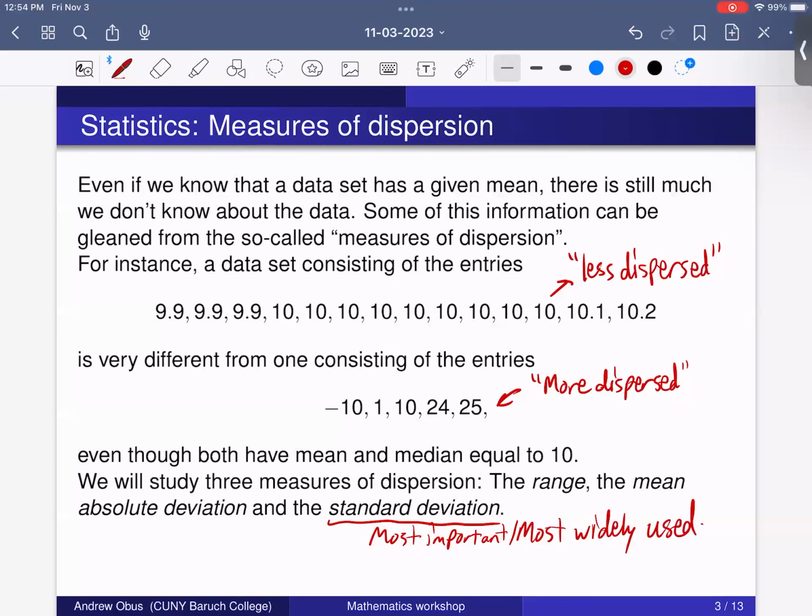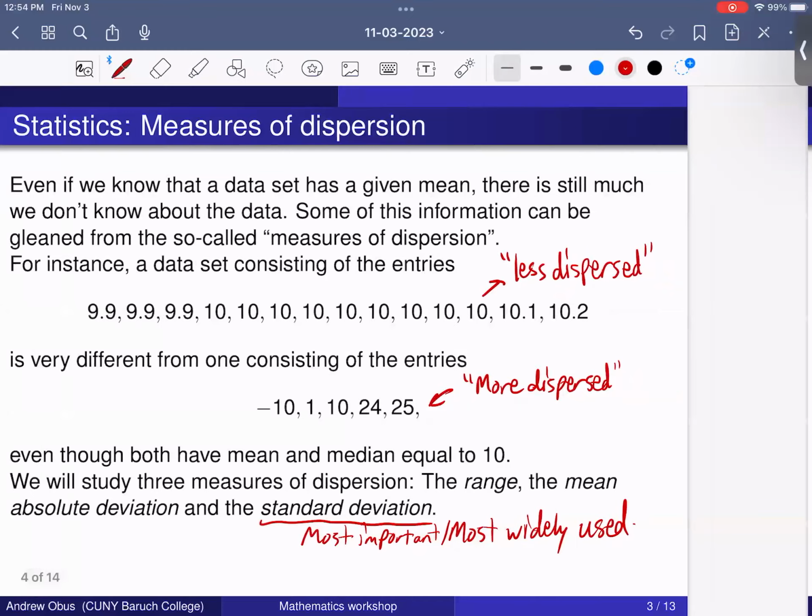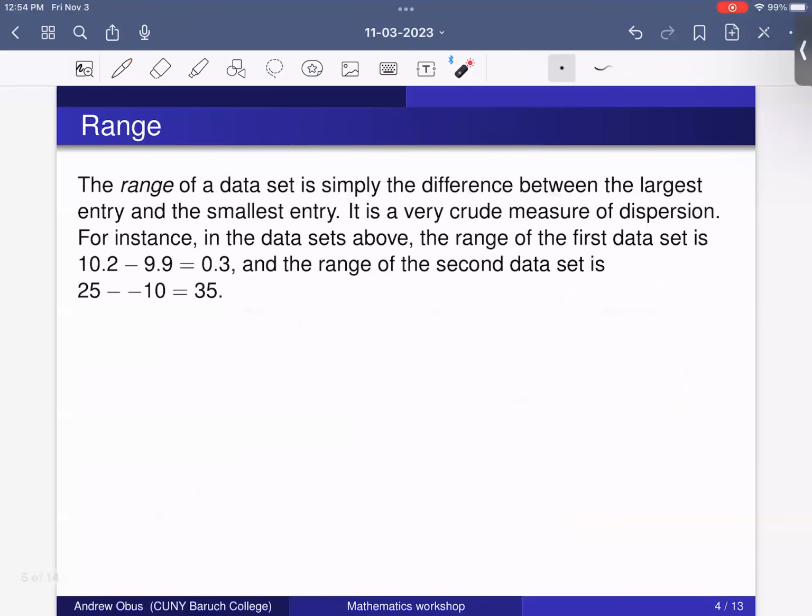Okay. So let's just start defining these. We'll start with the range, which is the most basic one. The range of a data set, which was mentioned, I think, a couple weeks ago, is simply the difference between the largest entry and the smallest entry. So it's a very, very crude measure of dispersion. It doesn't tell you that much. It just tells you how much more the largest measurement is than the smallest measurement.